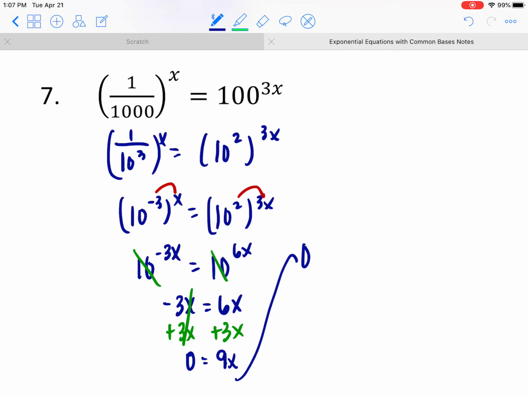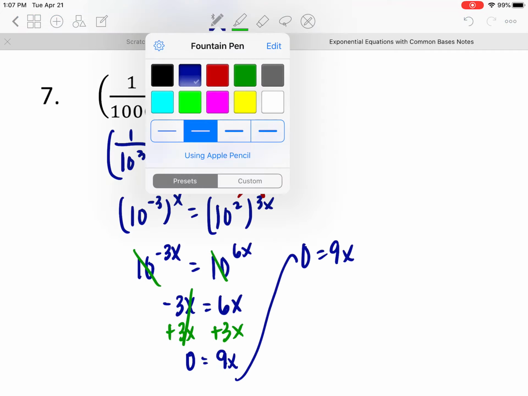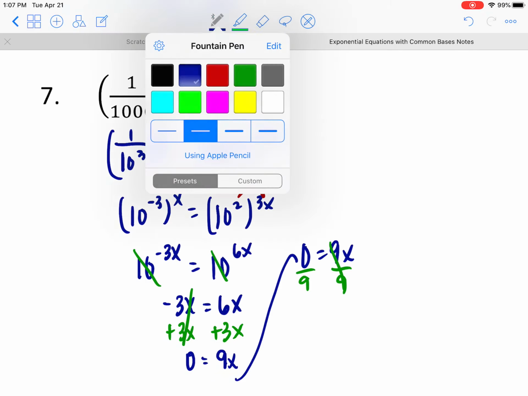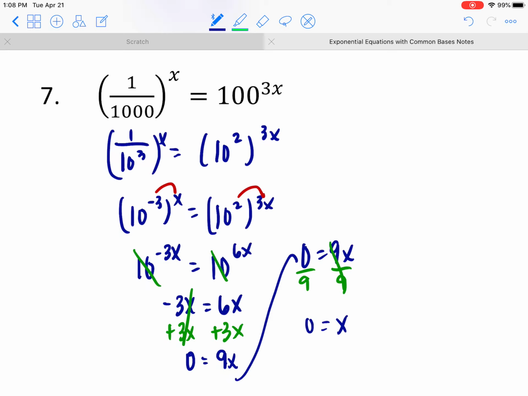So I'm going to add these 3 over. That leaves me nothing on this side, and the number for nothing is 0. And then on the other side I have 9x. So if I have 0 equal to 9x, all I have left to do is divide by 9. Well, what's 0 divided by 9? It's still 0. So x equals 0 is our solution. And that would make perfect sense.